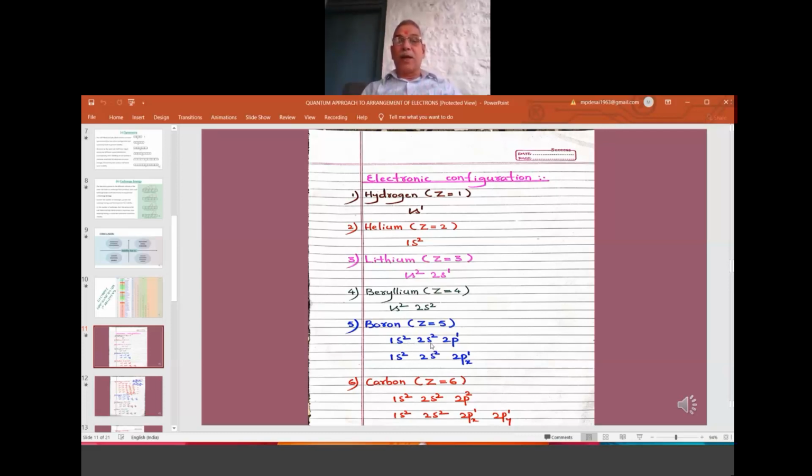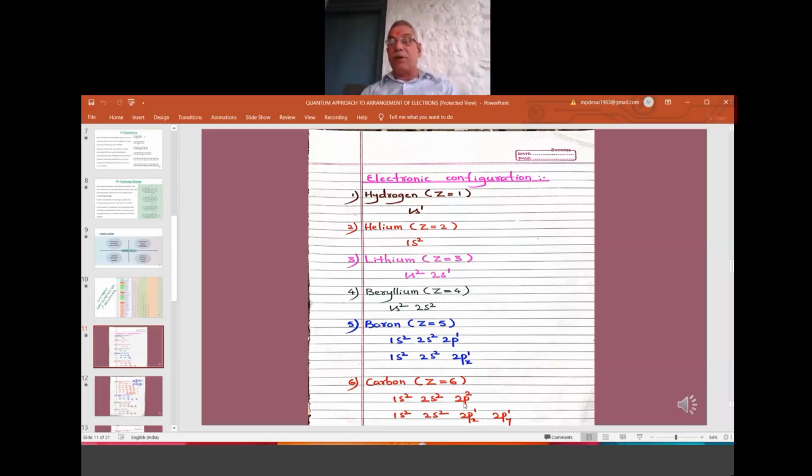So 1s2 is full, 2s2 is full. Now according to Aufbau, according to energy level, 2p starts. So 2p1. In the 2p there are three suborbitals: 2px, 2py, 2pz. In which orbital will that fifth electron go? Any orbital. Why? All are degenerate. So we are allowed to take that fifth electron in any one of the three suborbitals of 2p. Here I have taken it in 2px. You can take it in 2py also, or 2pz. Carbon, atomic number 6, 1s2, 2s2, and 2p2.